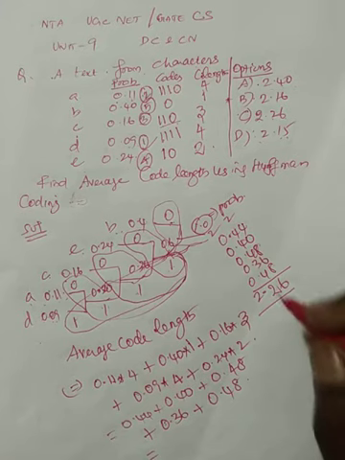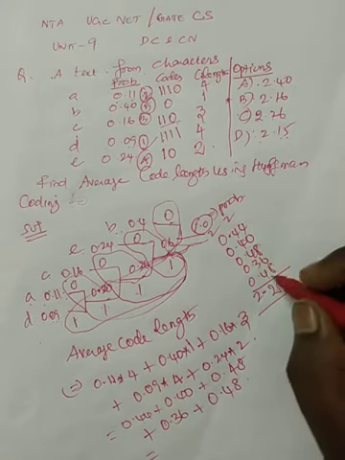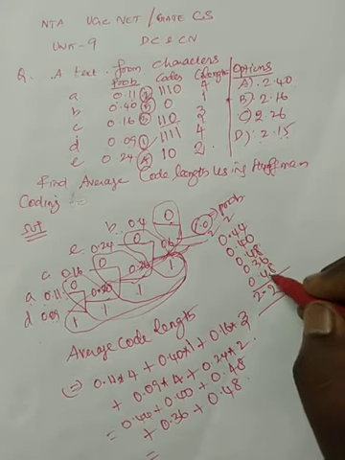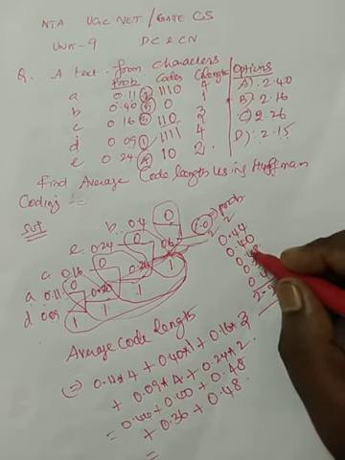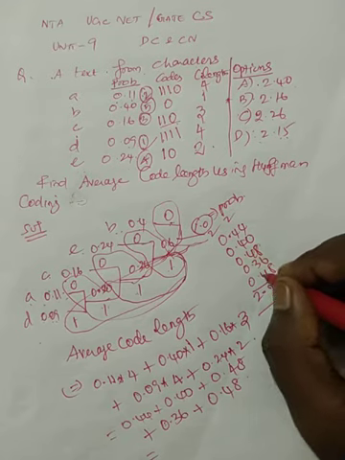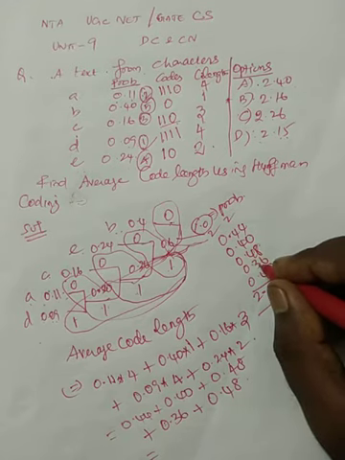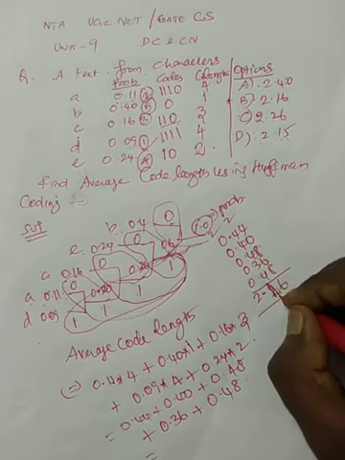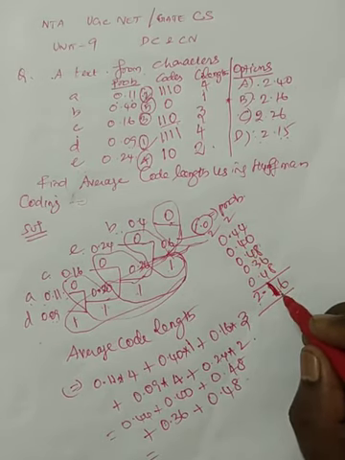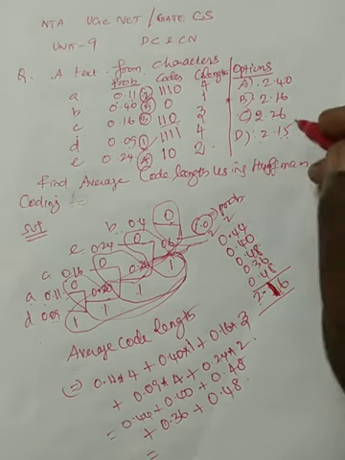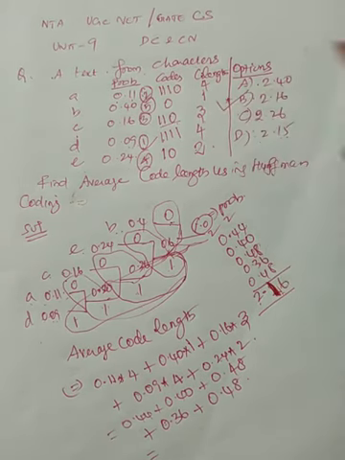Sorry, I think we have some issue here. Adding these up, 12, 16, 19, 21, so it is 2.16. So 2.16 is option B. Option B is correct. Thank you for watching.